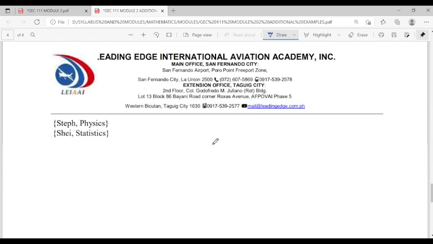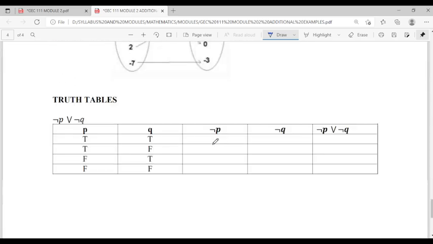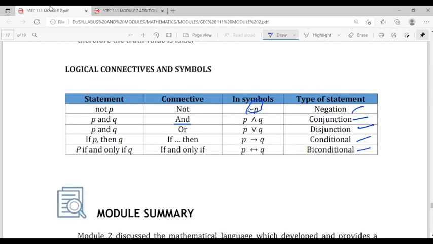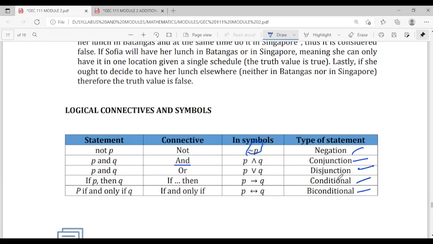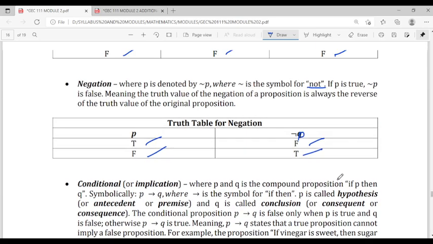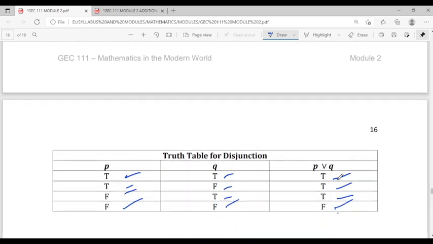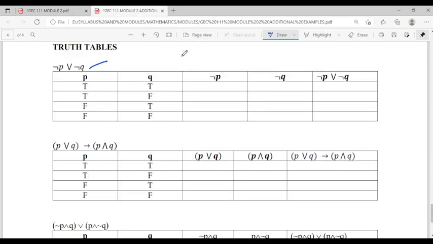So we have the functions and their relations for the truth table. So given na yung ating P and Q, now we're going to solve this. So not P, what is the meaning of the V symbol? It says that it is disjunction, meaning if P and Q is true, then our disjunction is also true.